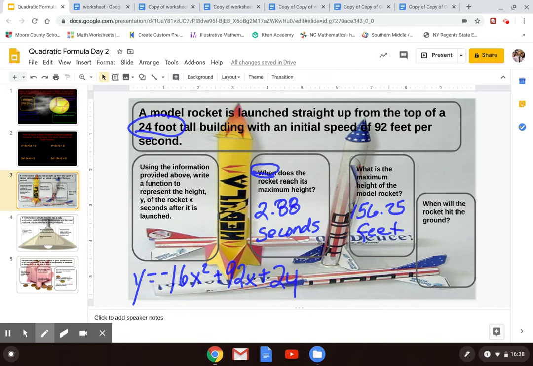So in order to find out when the rocket will hit the ground, I need to find the x's or the zeros of my function, because it is going to be ground zero when it hits the ground. To take a function such as negative 16x squared plus 92x plus 24 and to try to factor that is a little difficult. So I'll use instead my quadratic formula that we learned yesterday.